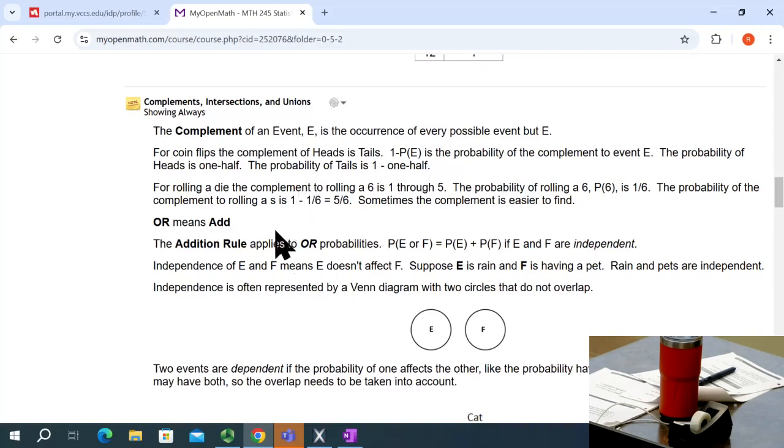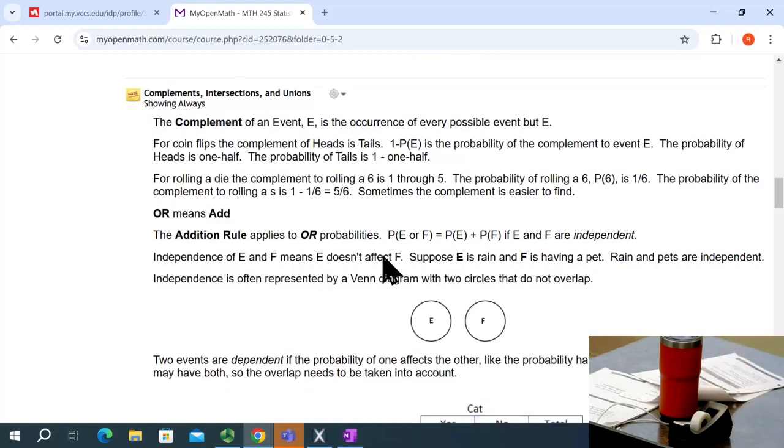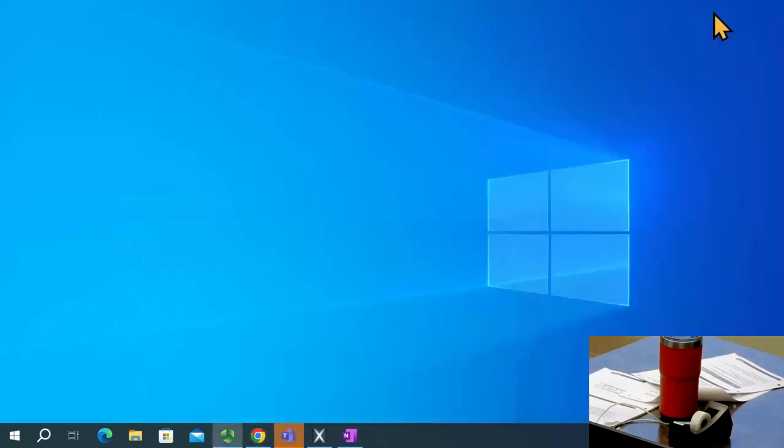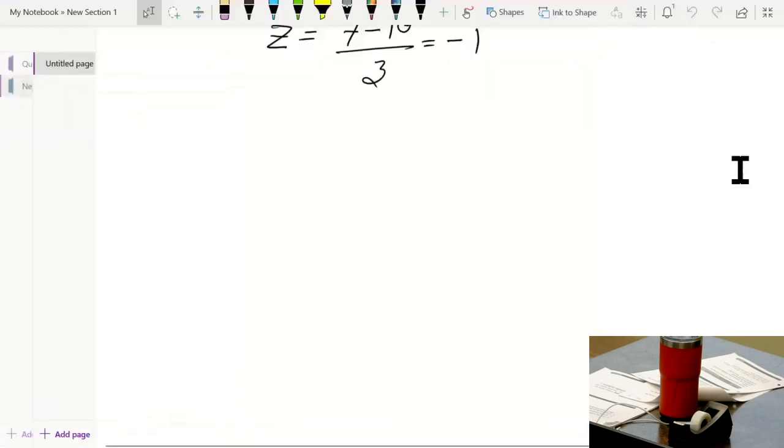Right. And here is the basic rules here. Let me see if I can do this. And not do too badly.